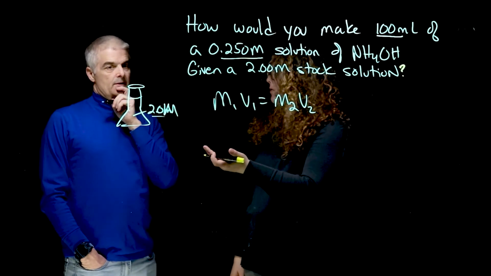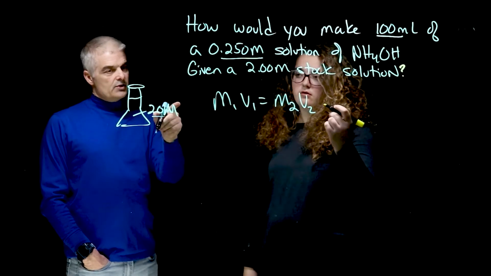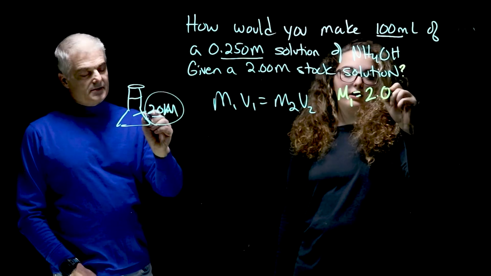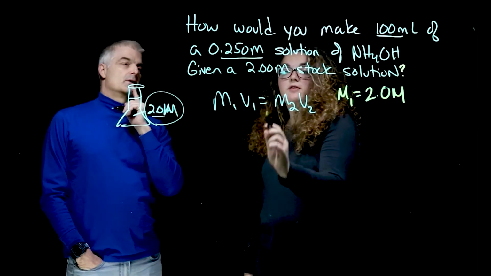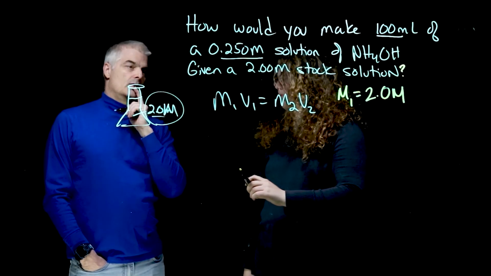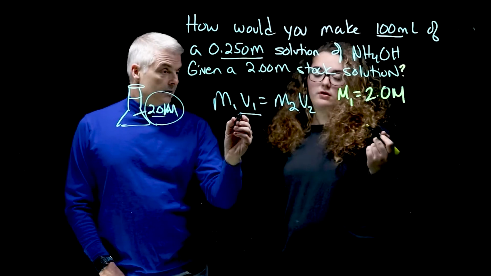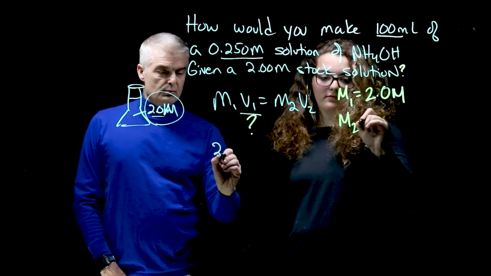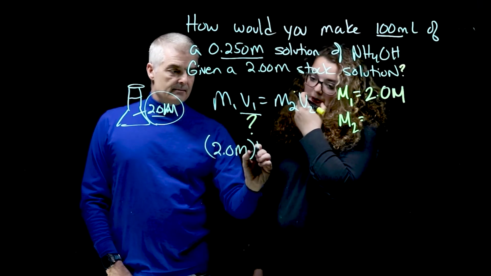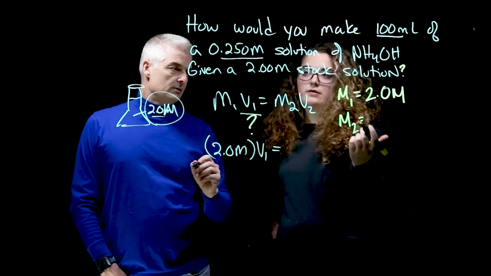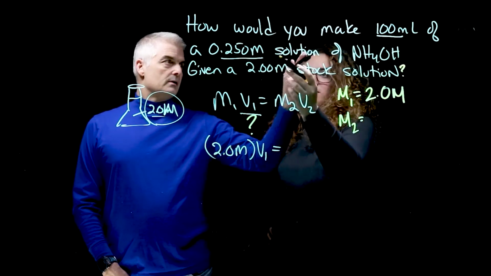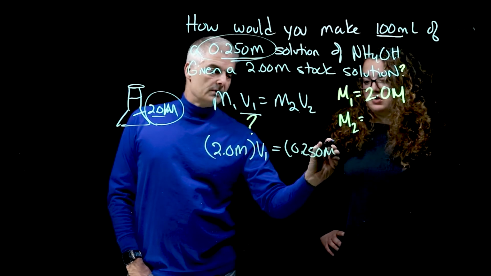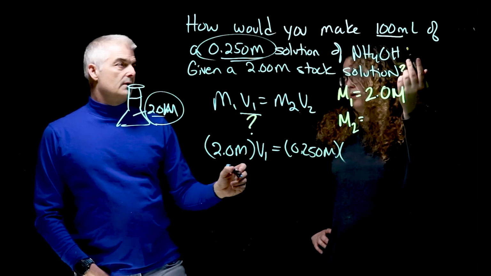We should probably label what we've got, right? Our molarity 1 is 2 molar, that's our stock solution. We don't have volume 1, do we? No. So that's our big question mark. So I'm going to say 2.0 molar times V1 equals M2, which is 0.250 molar, times 100 milliliters.